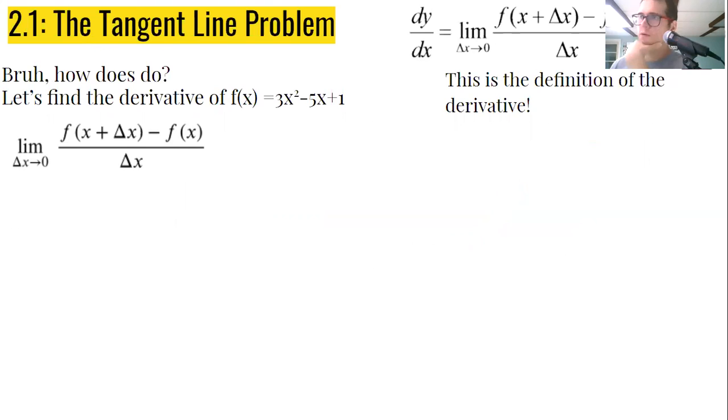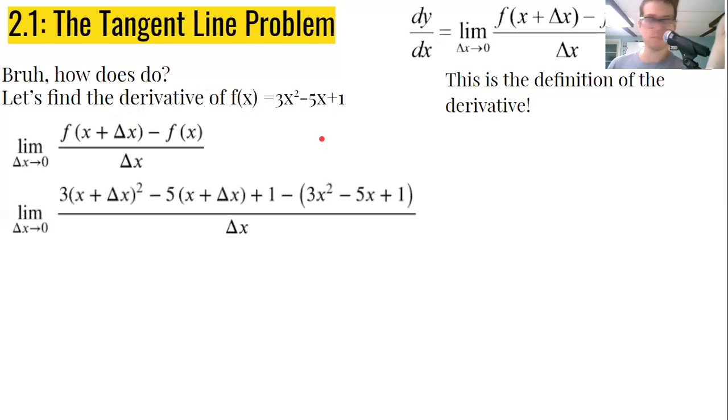Now what I'm going to do is put f of x plus delta x in for the first f of x, and then put that expression over here. Basically, I'm going to take f of x as you see it, but everywhere there's an x, replace x with the quantity x plus delta x. So f of x plus delta x is this piece right here, and then this is f of x over here.